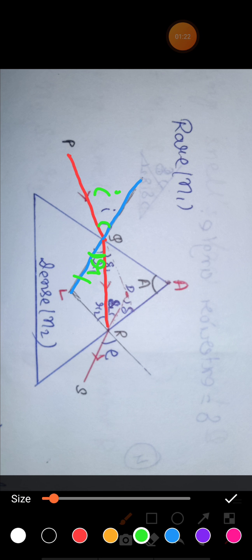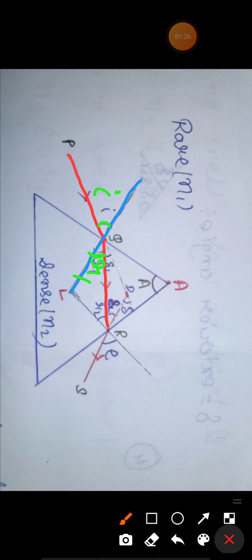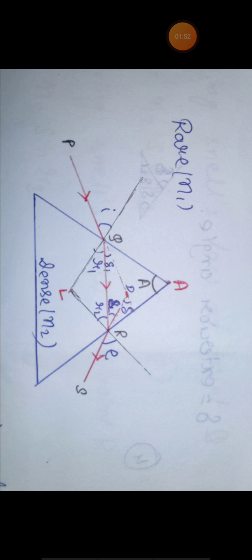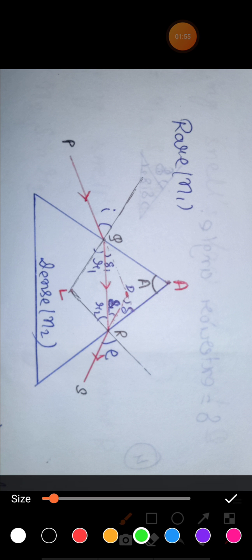Now at the point R, the light ray is again traveling from denser medium to rarer medium. So again at this point the light will bend, but away from the normal line. This green line is our normal line. So light is traveling like this, and it will bend away from the normal line, like this.